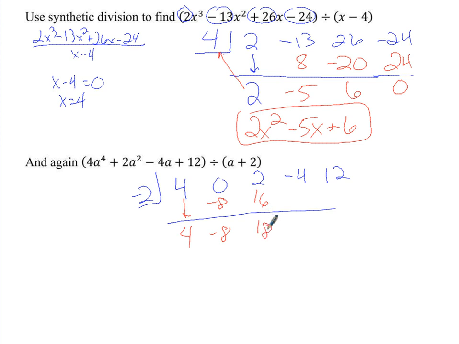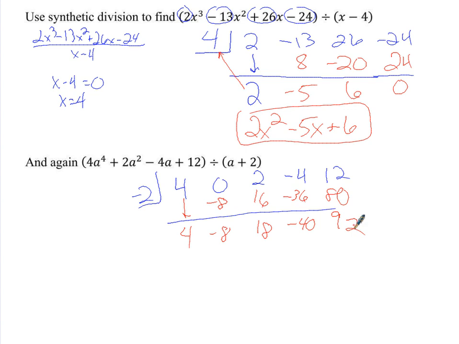Then 18 times -2 is -36. So I write that down, and then I add, and I get -40. -40 times -2 is 80. So I write that down, and then I add, and I get 92. So I'm done. I didn't get 0 here, which means I have a remainder of 92.